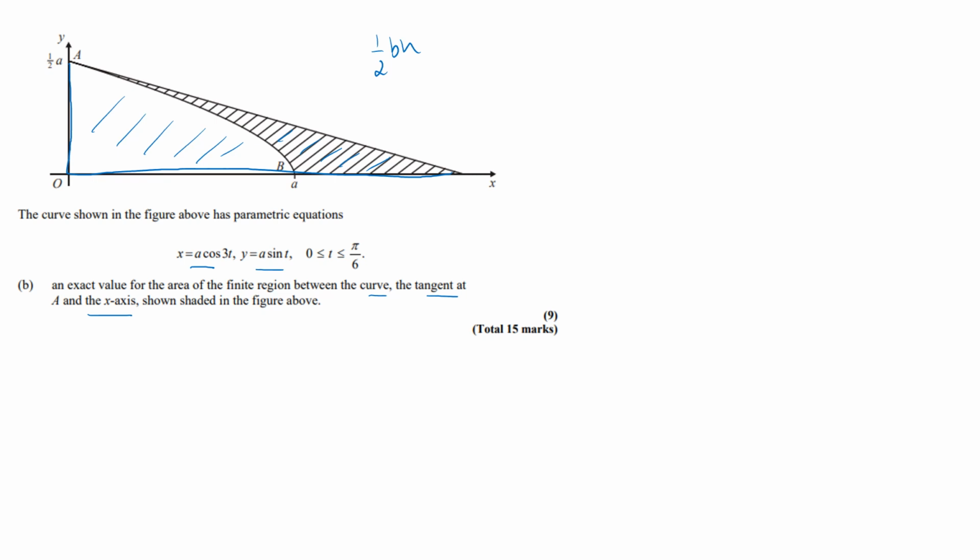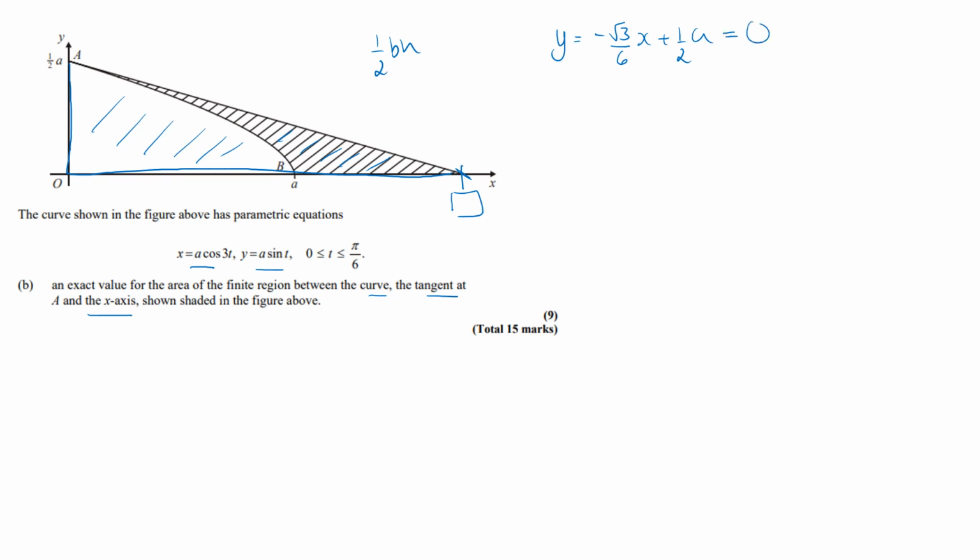So in order to find the area of the triangle, we're going to need to find this place here, which is where the tangent meets the x-axis. So what was the equation of our tangent? It was y is equal to minus root 3 over 6 x plus a half a. Now what's happening when a line meets the x-axis? Y is equal to 0.